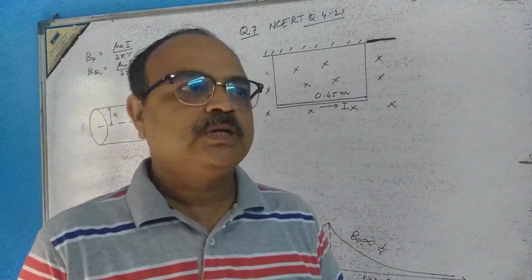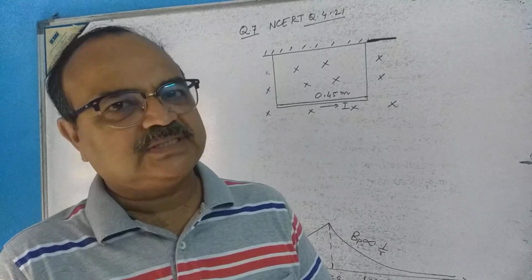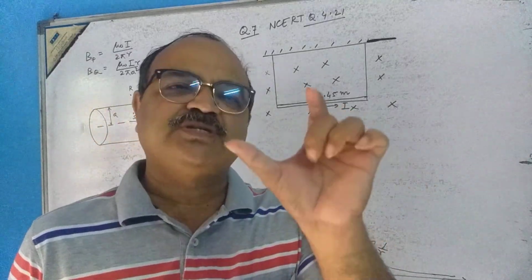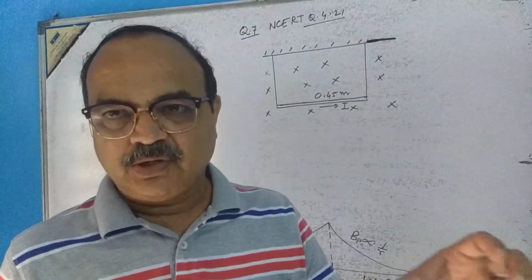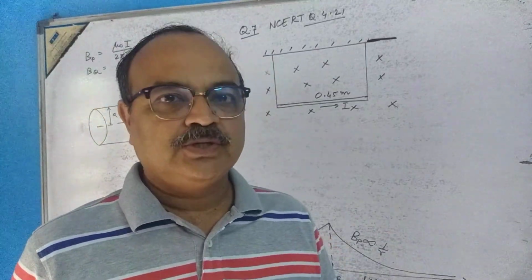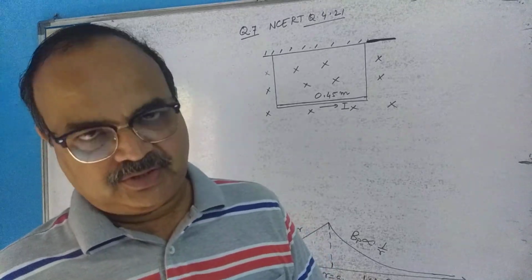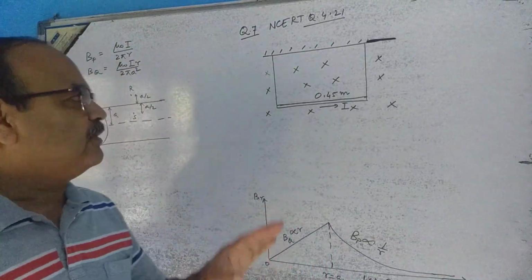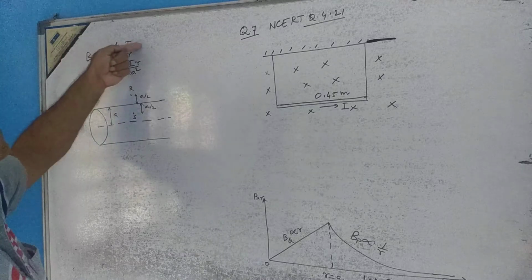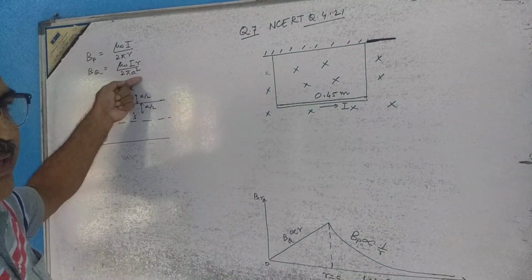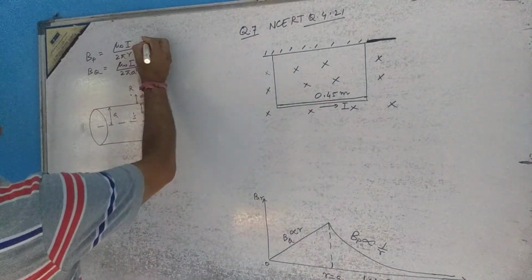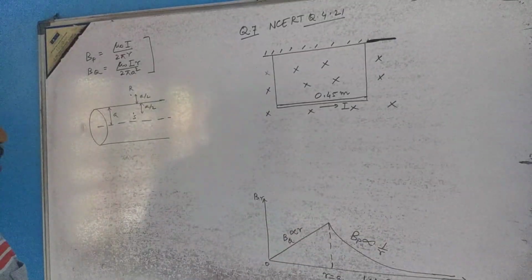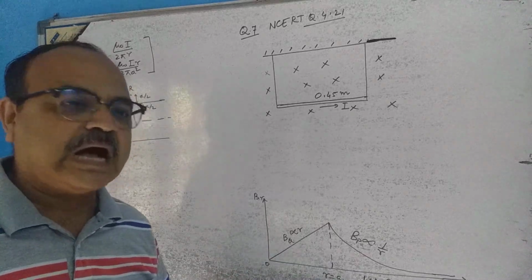Okay students, we are continuing the same question because that question was a bit long, although numerical. It has been asked so many times in board examinations. So I found out the field outside the point and the field inside the point, and on the basis of this we have drawn the graph also, B versus R.